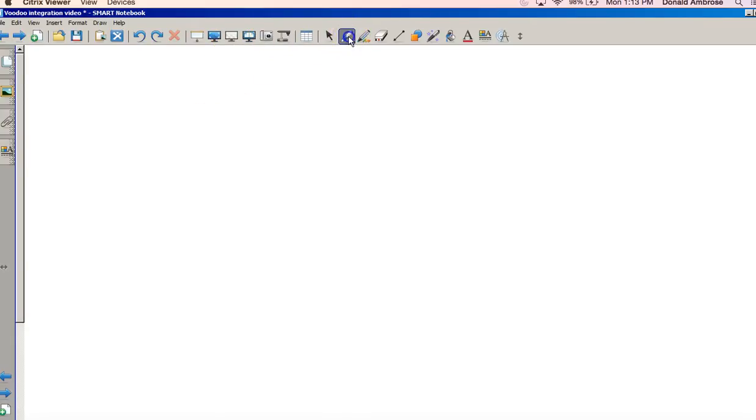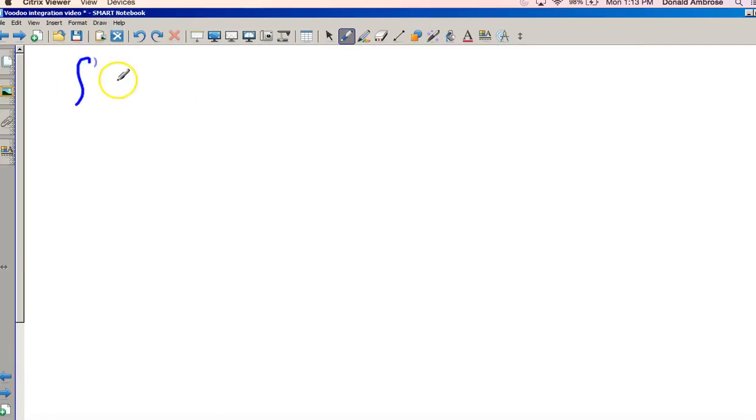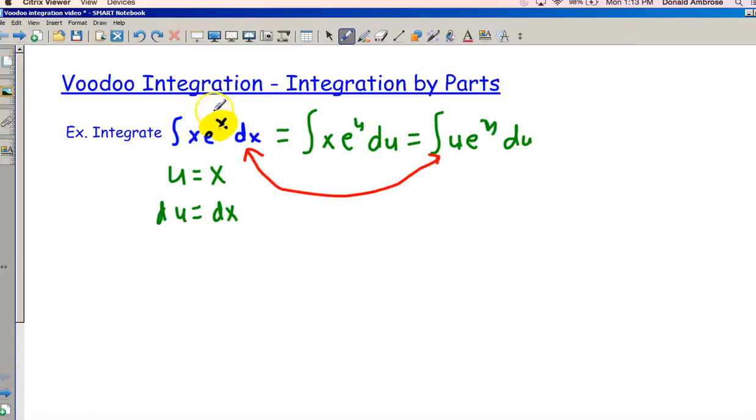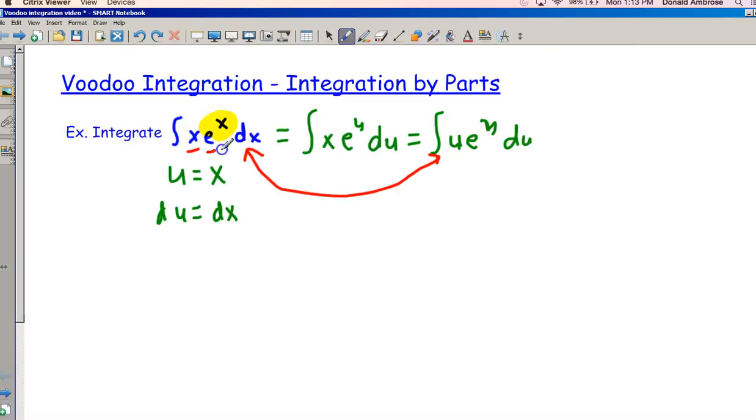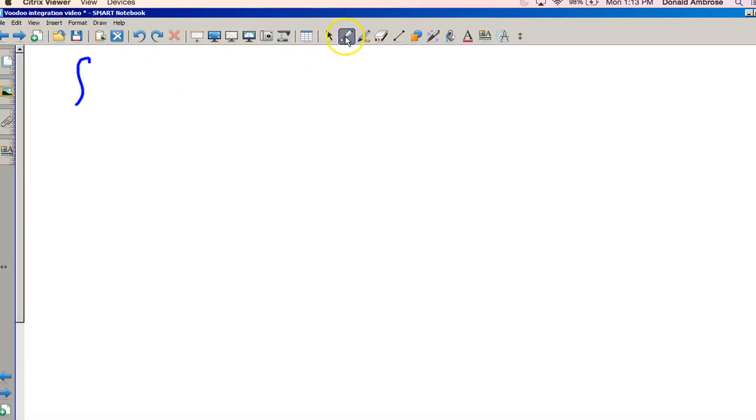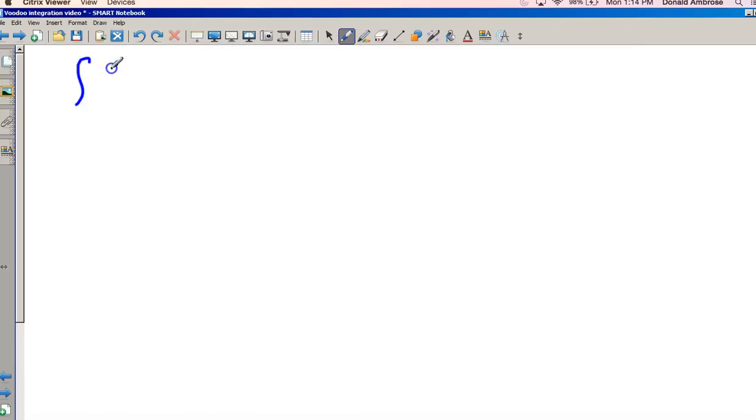So the integration by substitution that you know of is technically the reverse of the chain rule. And if you look at what we have in this original problem, what we really have here is x times e to the x. The Voodoo integration, or the integration by parts, is really the reverse of the product rule. Or at least that's how I'll derive it.